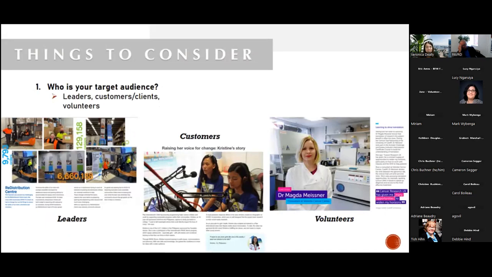So your leaders in your organization, your customers, which could be your clients, whoever is receiving the service or sponsoring, providing the funding, and then the volunteers who are actually doing the work. So determining this will help you to decide the complexity of the information you want to present. If you want to showcase a program or work to your donors or sponsors, you may want to include financials so that they see where their money is being spent and what great initiatives they are helping to fund.